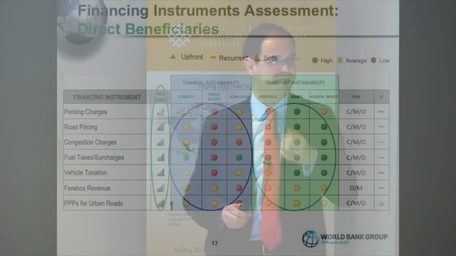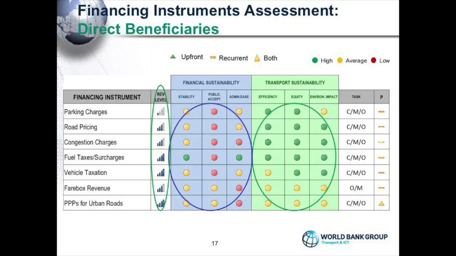Let's move on to direct beneficiaries. And I want to flip back, because pay attention to the red and green and yellow dots, like a traffic light. I'm going to flip back, and now notice, particularly on the transport sustainability columns, what happens? Many more green dots. Because, let's begin with that part when we talk about direct beneficiaries. This is what we also call user charges. So we have parking charges, road pricing, congestion charging, fuel taxes, vehicle taxation, fare box revenue, and PPPs for urban roads, different than PPPs for public transport in the previous chart.